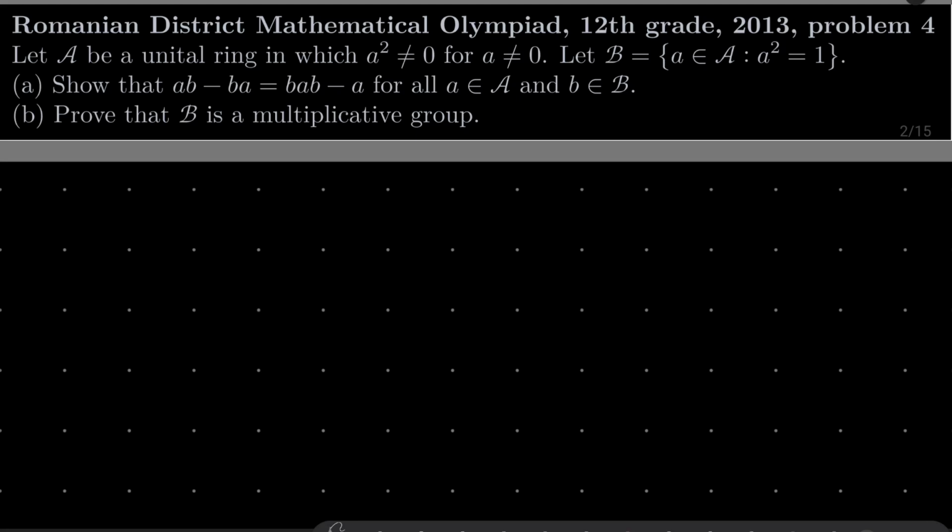Part A. We wish to show that AB minus BA equals BAB minus A for all elements A in A and B in set B. And second part, we wish to prove that B is a multiplicative group. So B with 1 and with the operation of multiplication forms a group. So it's a nice problem from abstract algebra.